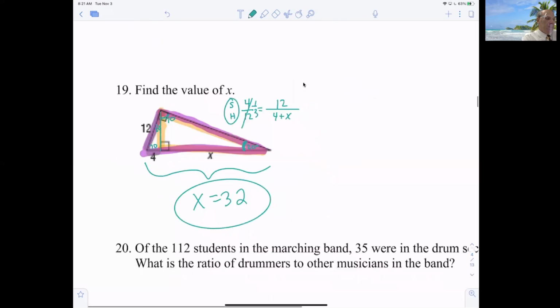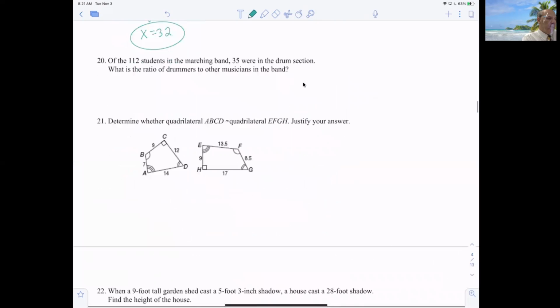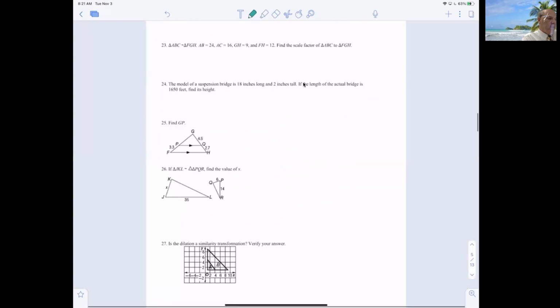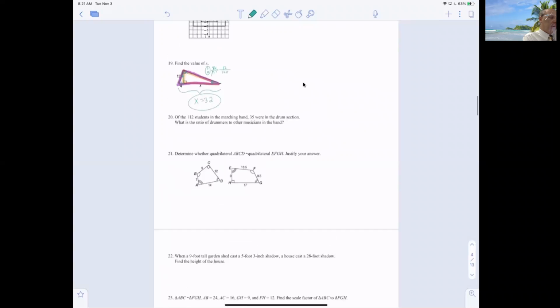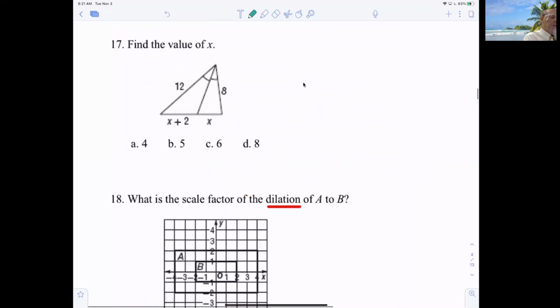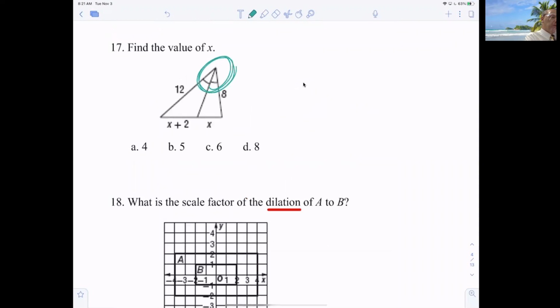Okay, guys, here we go. We're moving through here. 22 through 27. Simon, what do you got, buddy? I was going to ask 17. Oh, that's okay. 17. Now this is called a what, guys? Angle bisector. Because it's an angle bisector, it creates proportions. So we can just say 12 over x plus 2 equals 8 over x. Does that make sense?